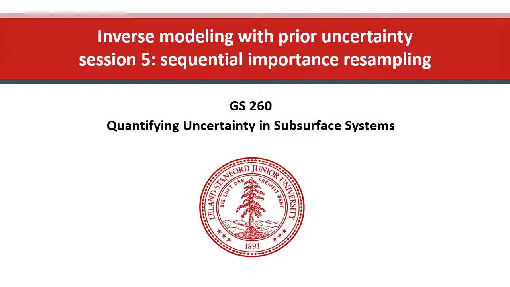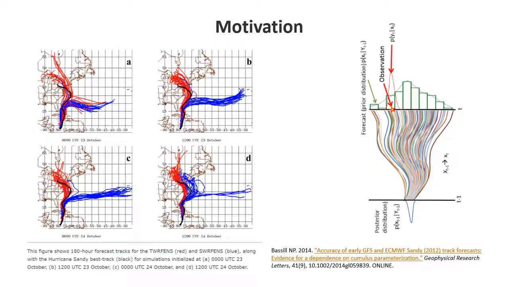Session of inverse modeling with prior uncertainty, we'll cover sequential importance resampling. What's the motivation for this method? Consider here Hurricane Sandy, which was devastating for the New York area. And so in a hurricane, we often see predictions made of paths.